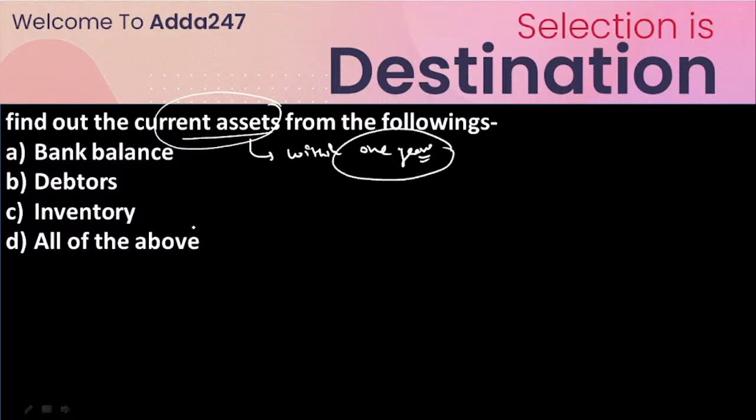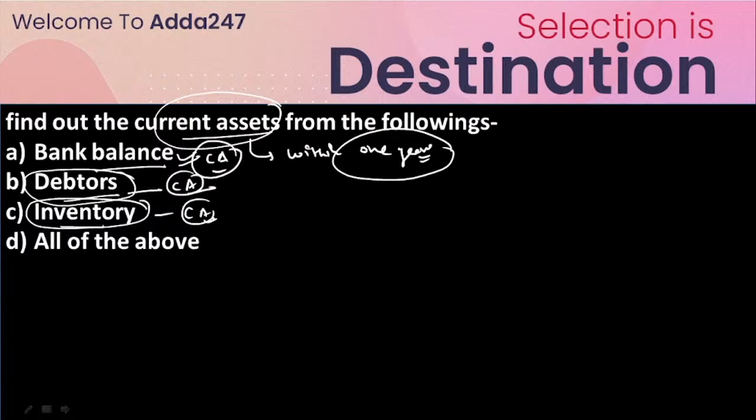So in the list of the following, we know that bank balance is our asset, as well as our current asset. Debtors are also our asset as well as a current asset. Bank balances are current assets. Debtors are also part of the current assets. Inventory, that means our stock, also belongs to our current assets.